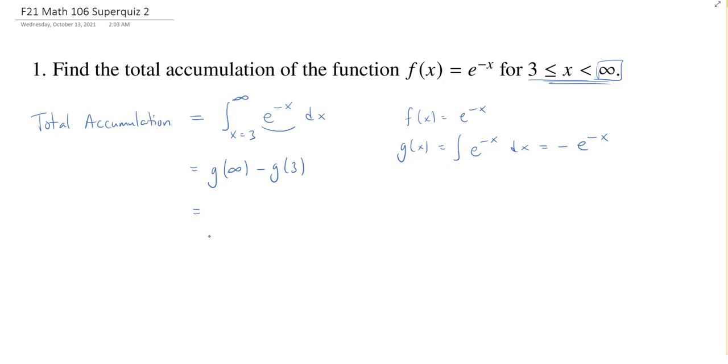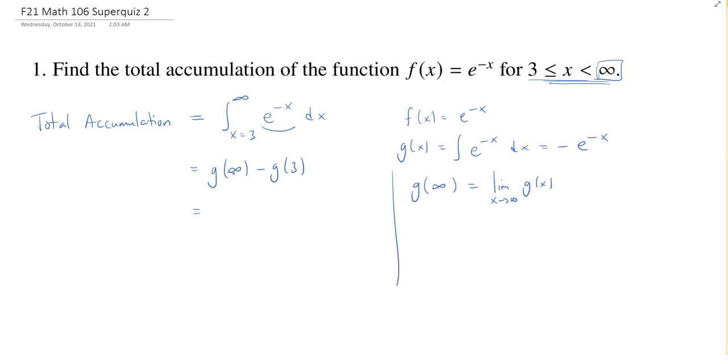And let's see what happens. And of course, remember, when I'm writing this g of infinity, just as a quick reminder, this means the limit as x goes to infinity of g of x. Because you can't actually evaluate g at infinity. Infinity is not a number. It's not in the domain. So this is just a shorthand.